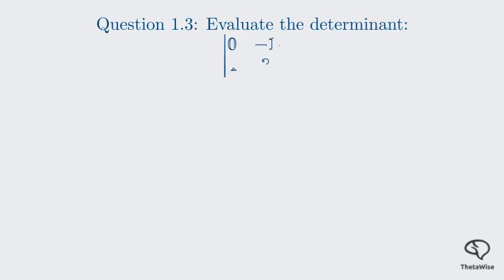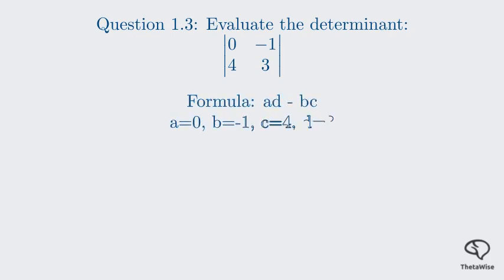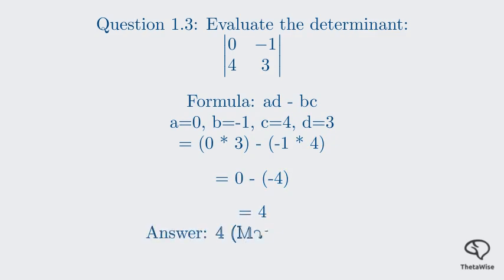Finally, for question 1.3, we evaluate the determinant of the matrix 0, -1, 4, and 3. Applying the formula one last time. A is 0, B is -1, C is 4, and D is 3. The calculation is 0 times 3 minus -1 times 4. This simplifies to 0 minus -4, which is the same as 0 plus 4. The final answer is 4. The memo confirms this is correct.